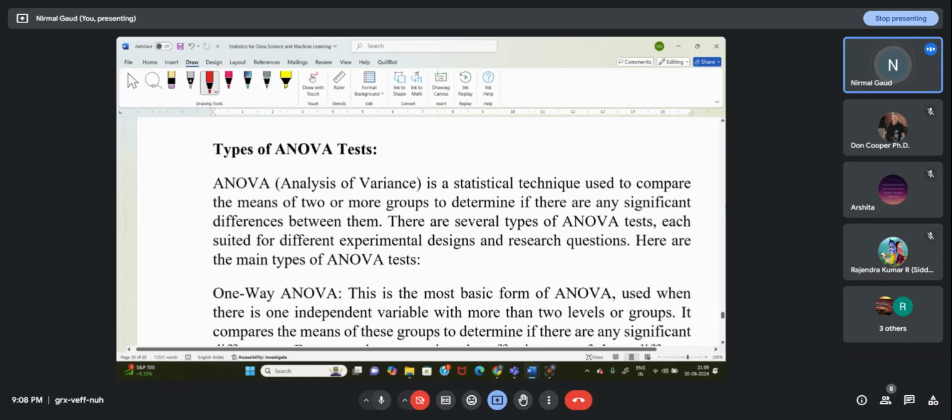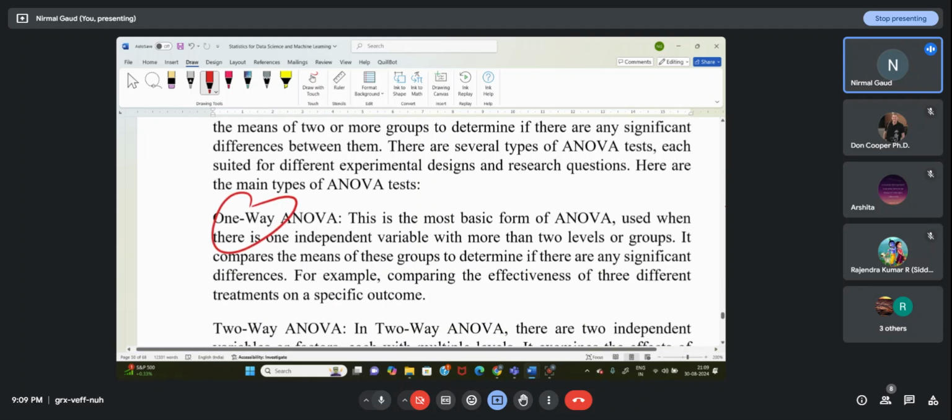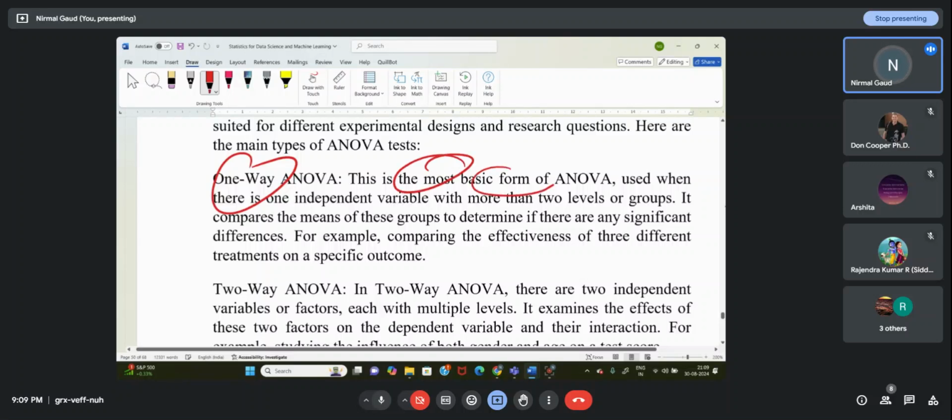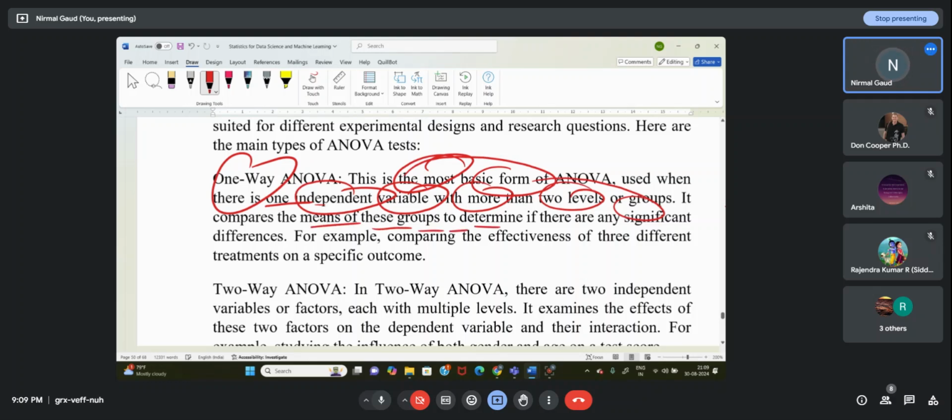So there are various types of ANOVA. One way you have already studied above. There are different types of ANOVA, like one way ANOVA. This is a basic form. The one which you studied right now is a basic form. It is used when there is one independent variable with two or more levels of group. It compares the mean of these groups, whether there is any significant difference between them or not.